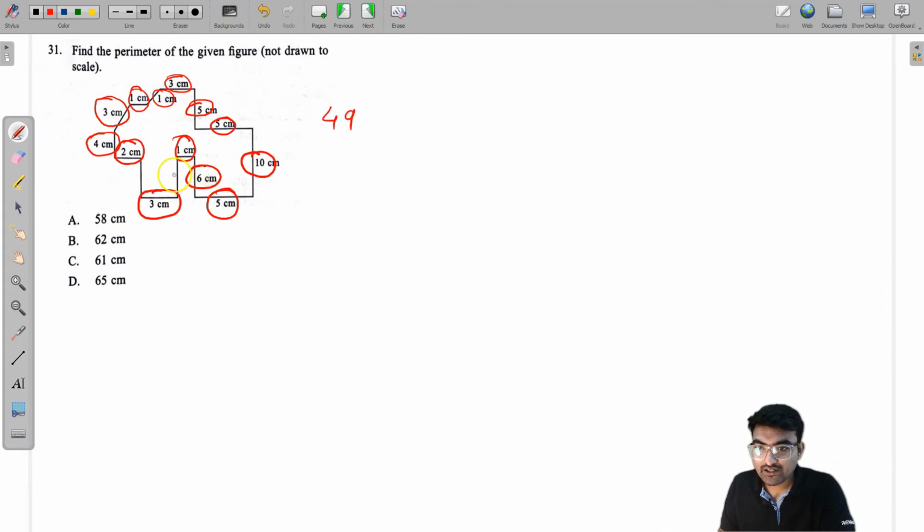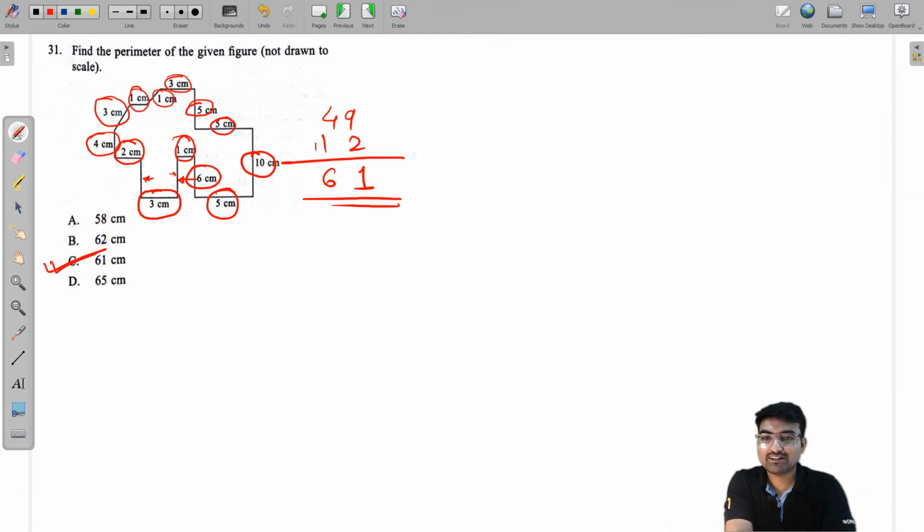But if you look at this, we left this side and this side, right? But this is 6, so this will also be 6, and again 6, so we have to add plus 12, and this will give us 61, right? So the answer is option number C, 61, correct.